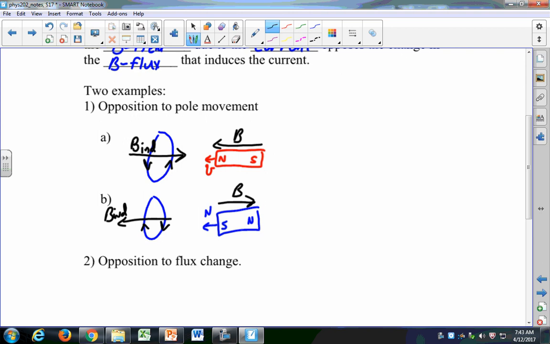I have this device that shows this. We have a piece of copper wire, or a piece of copper pipe.